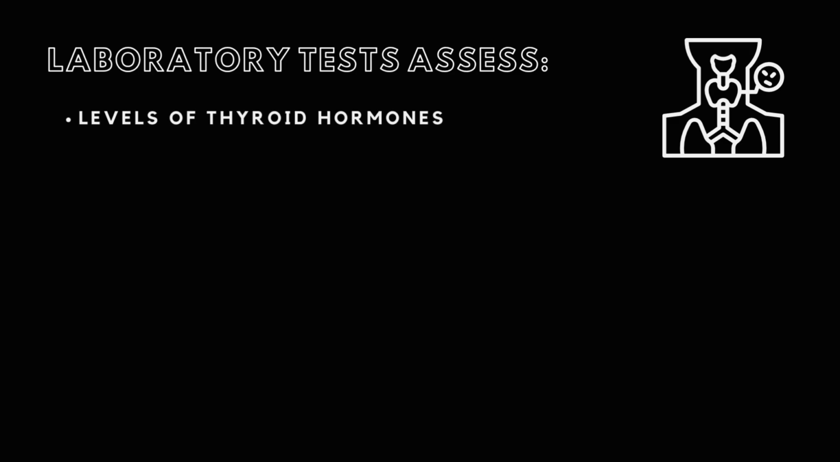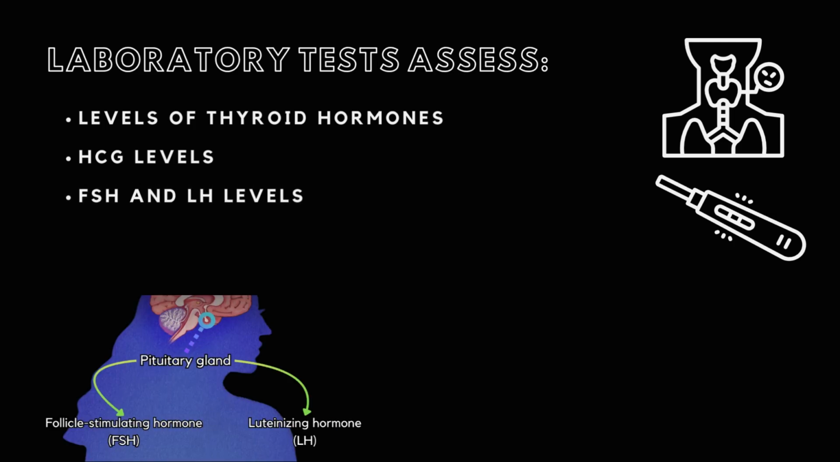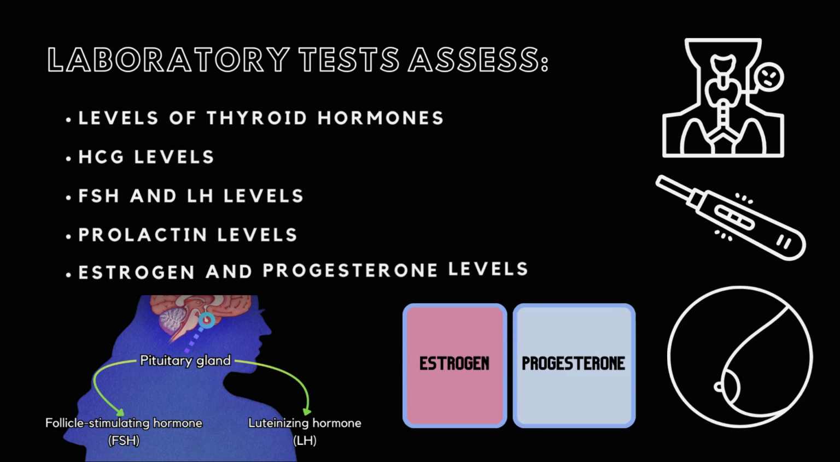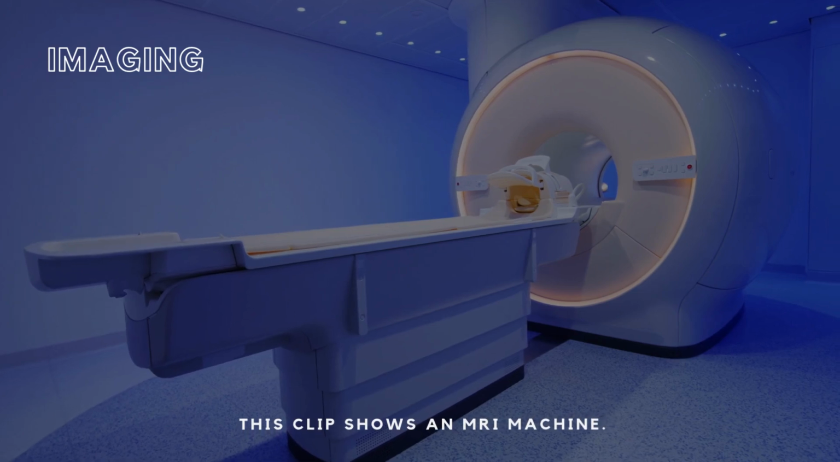Laboratory tests will assess levels of thyroid hormones, which can cause menstrual irregularities if at higher or lower levels than normal; HCG levels, which can confirm or rule out pregnancy; FSH and LH levels to assess ovarian function or possible pituitary disorders; prolactin levels, which, when elevated, can indicate pituitary abnormalities or pregnancy; estrogen and progesterone levels, which, when imbalanced, can indicate menopause or reproductive dysfunction; and imaging.